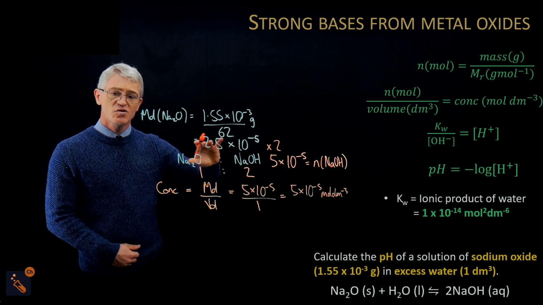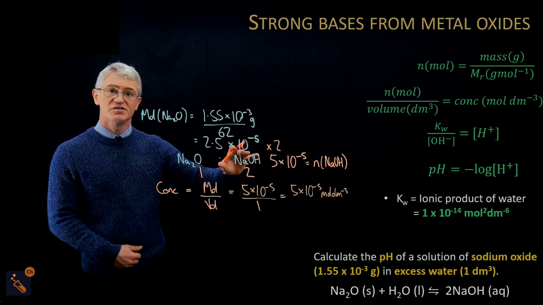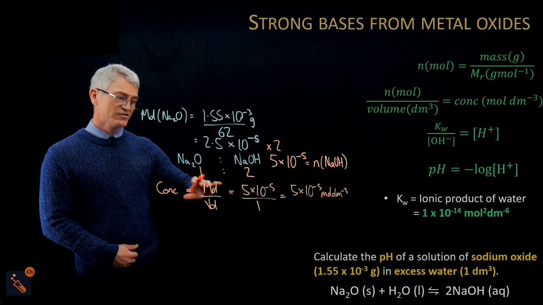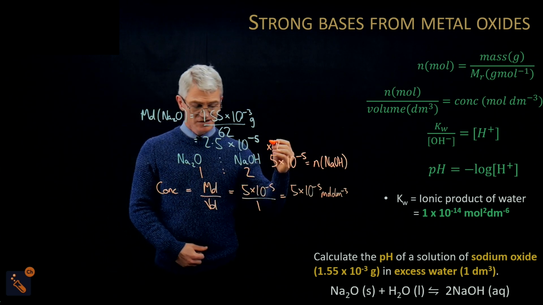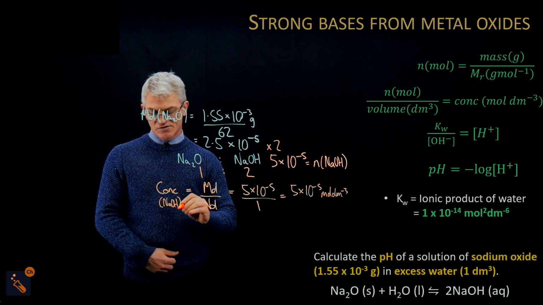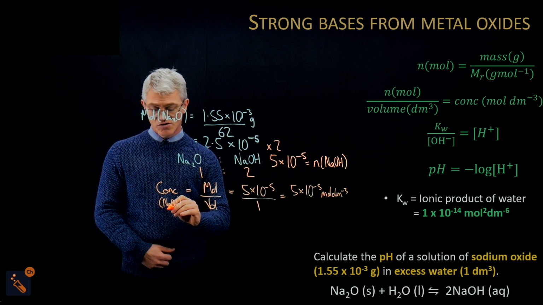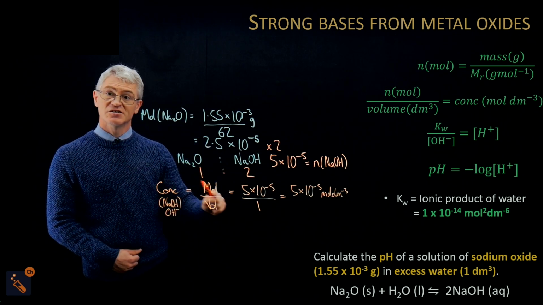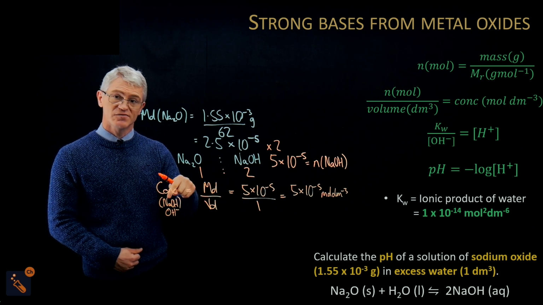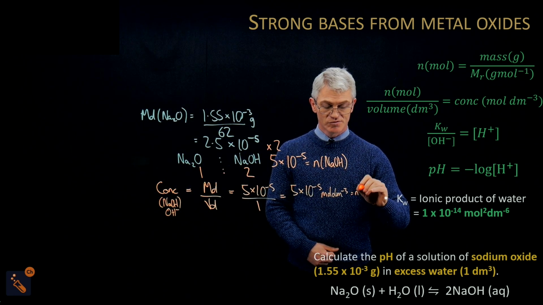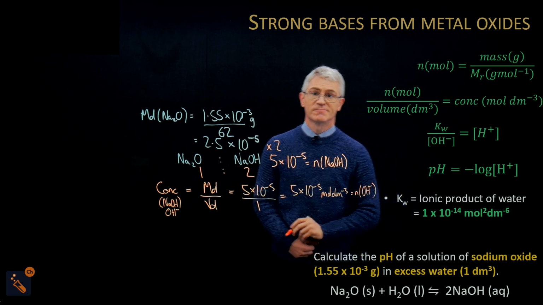Right, from that point, we have got the concentration of the sodium hydroxide, and we know that if it's fully dissociated, the concentration of our sodium hydroxide will be equal to the concentration of the OH minus. The sodium hydroxide fully dissociates. So if you've got 1 mole of sodium hydroxide, you will have 1 mole of OH minus, which means this number right here is our number of moles of OH minus.